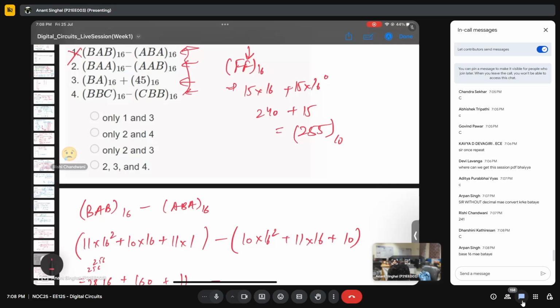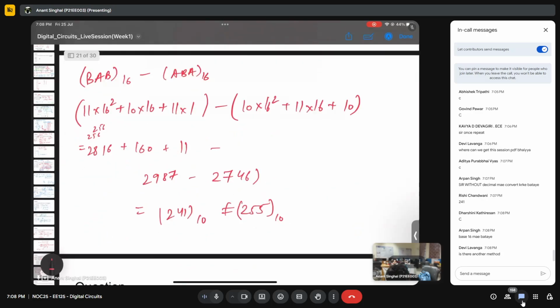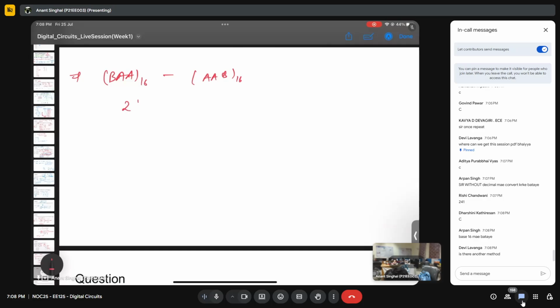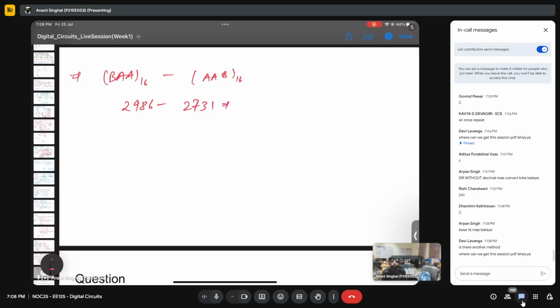So let's do it quickly for option B, which is BAA minus AAB. Let me do it directly and quickly: 2986 minus 2731, and this gives me 255, which is correct. So option 2 is correct.